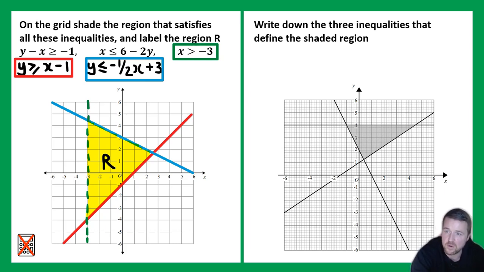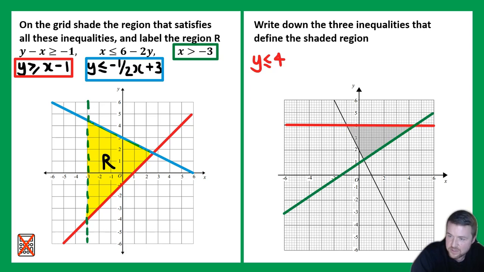Write down the three inequalities that define the shaded region, starting with this horizontal line, which cuts through the y-axis at 4, which is the equation y equals 4. Since the shaded region is below the line, and it's a solid line, it will be when y is less than or equal to 4.